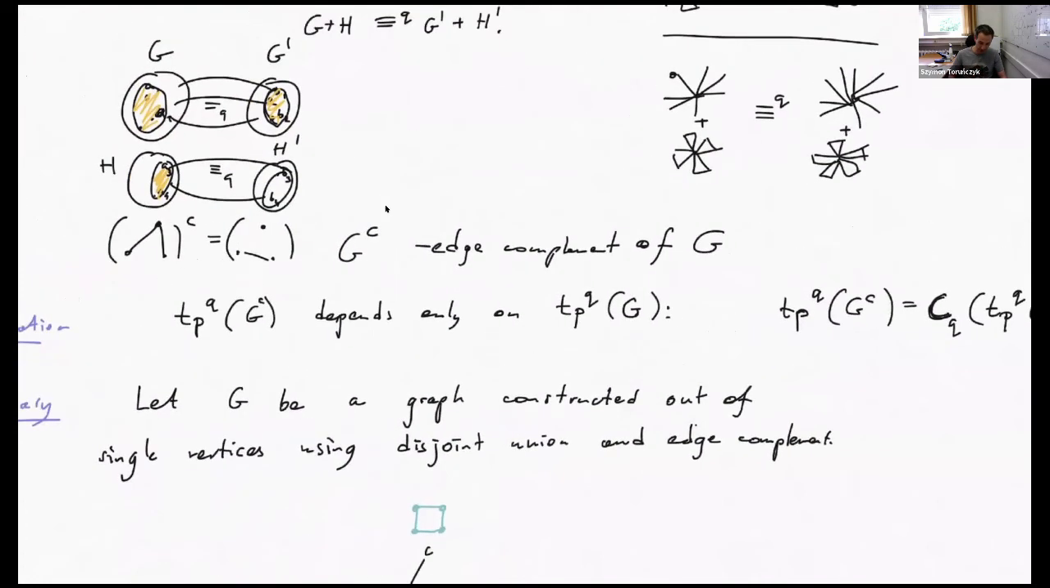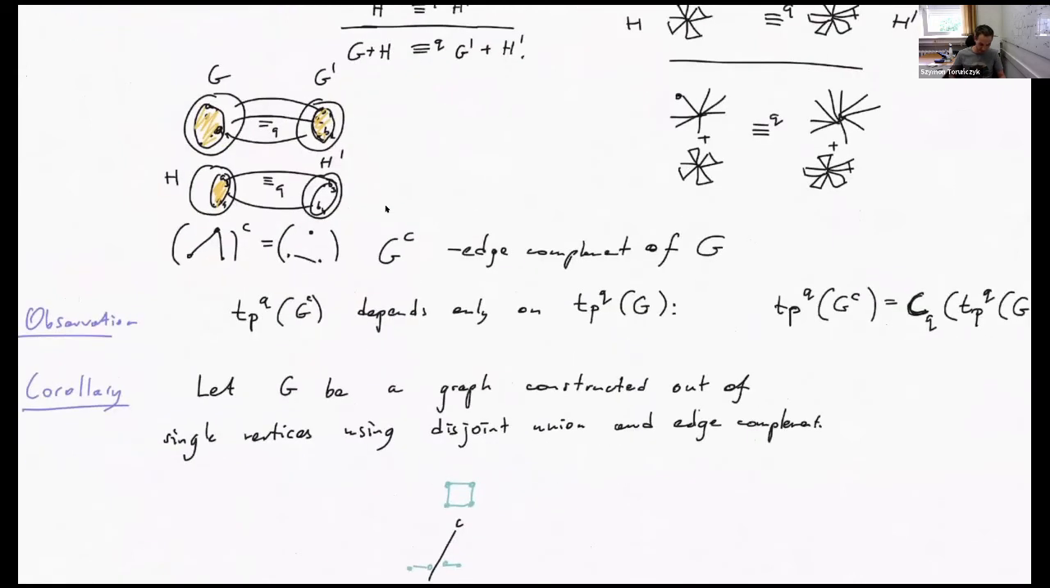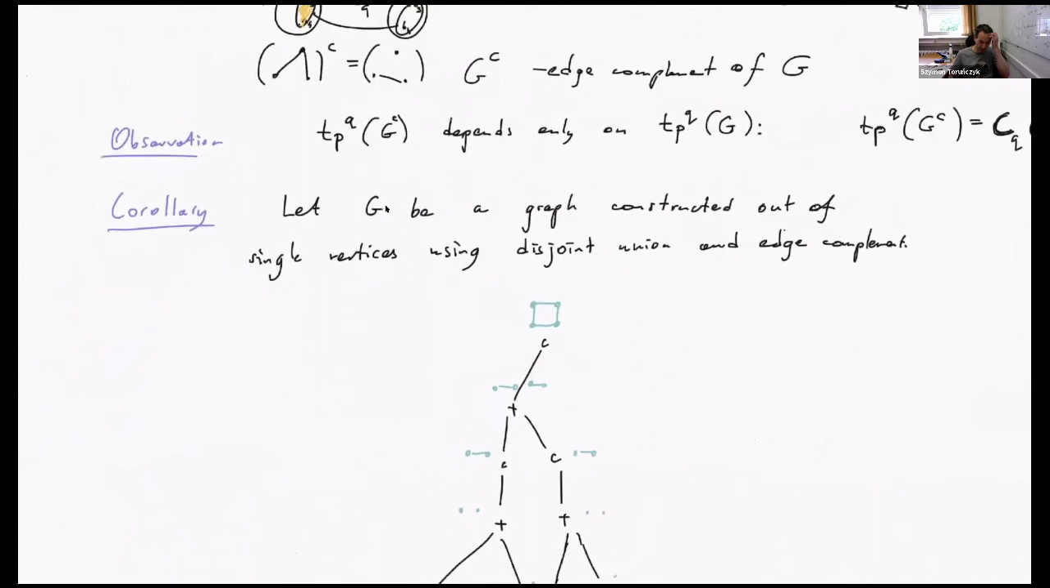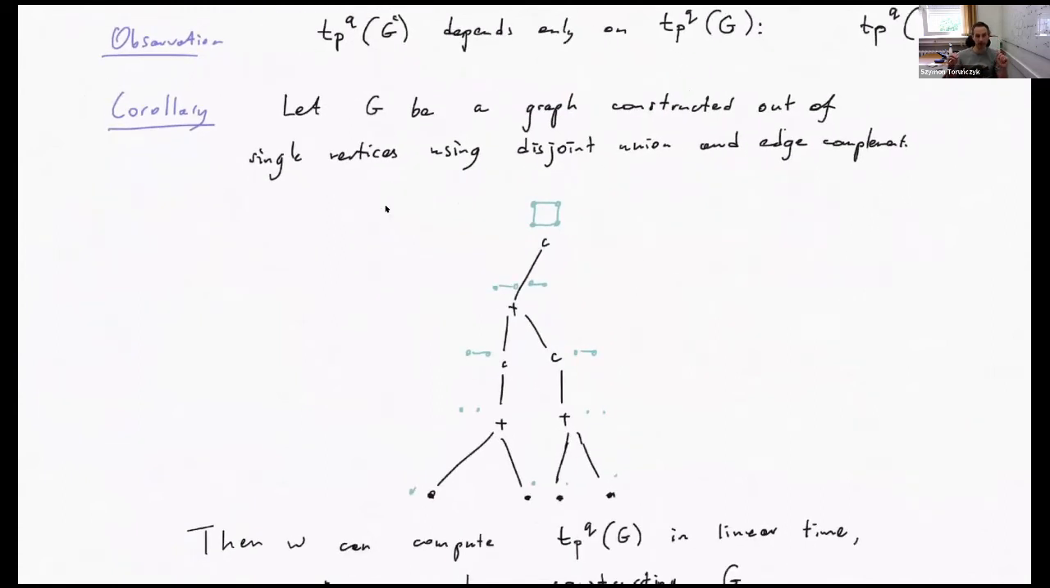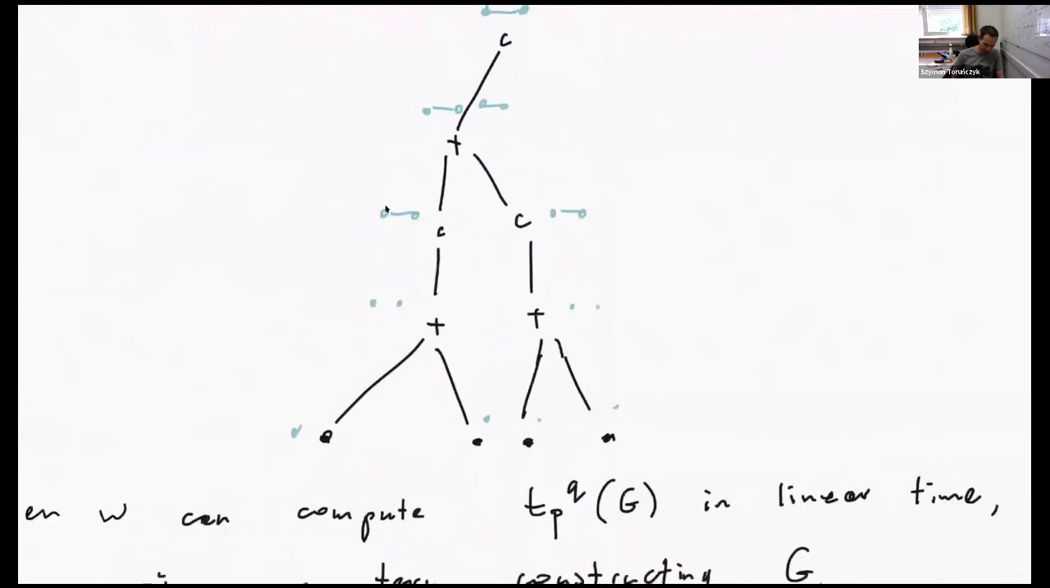So there's a function which allows you to compute the type of the complement from the type of the graph. And now you can compose those two functions. So we had a function which allows you to do disjoint union, and we have a function which allows you to do complement. So we get the following corollary. If we have a graph which can be constructed out of single vertices using disjoint unions and edge complementation, then we can compute the type of any given quantifier rank of the whole graph. So here's a graph. We start with vertices, two vertices here, the blue vertices, and we take the disjoint union. This is this graph here. Then here's the complement. The complement of this graph is this graph.